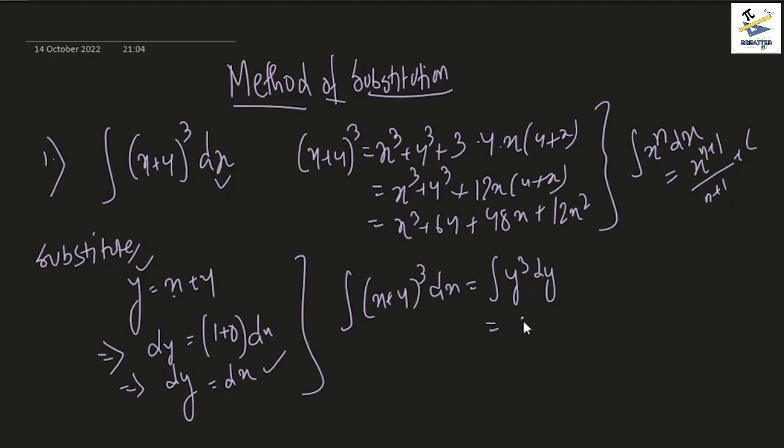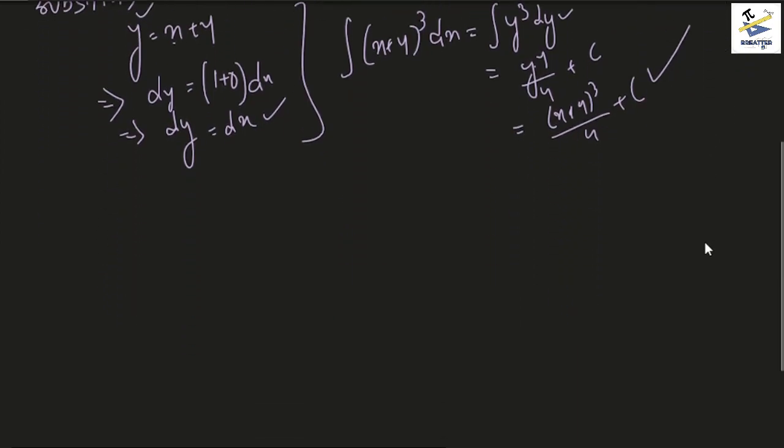Now the integration of y cube dy is just y to the power 4 by 4 plus c, and this can be done because the variable of integration is y here. After you've got the answer, you put back the substitution. y was substituted as x plus 4, so the answer is (x plus 4) whole power 4 by 4 plus c, right? So these are the two ways that we can evaluate this integral.